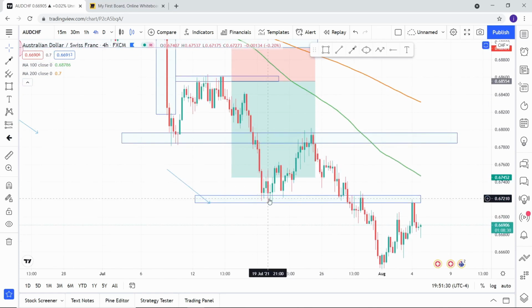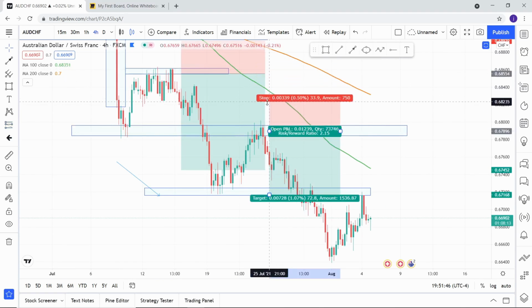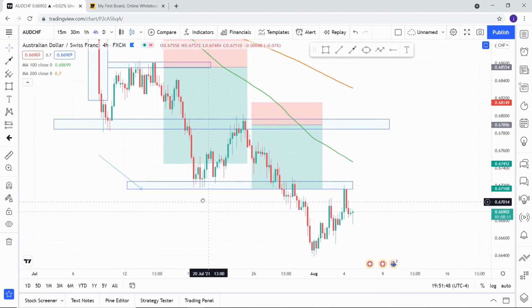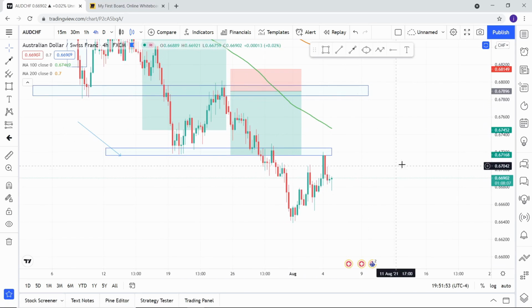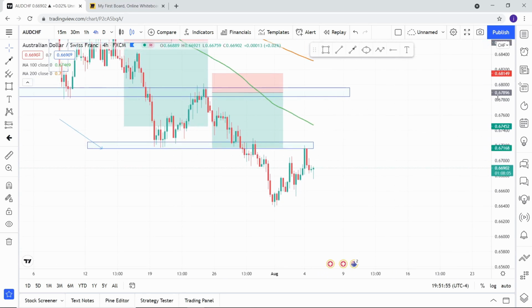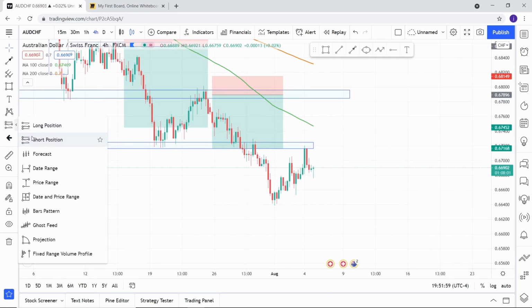So we have this pullback, this push, sorry, down into this area. Now we wait for that pullback for price to come back into that last previously broken zone, which would have been up here, for another sell setup for continuation, as you can see. And this would have been another win as well. Same thing for this, and this is a live chart right now, right? So this is happening right now as of recording this video, right?